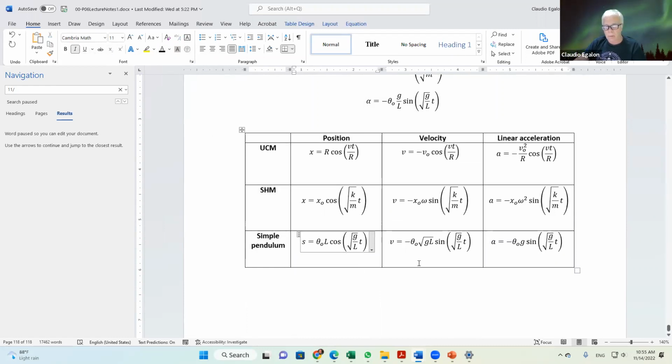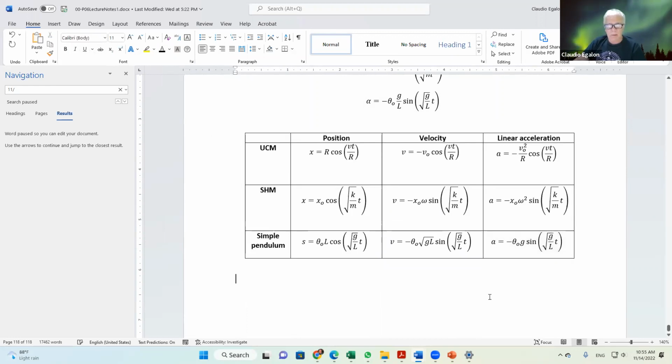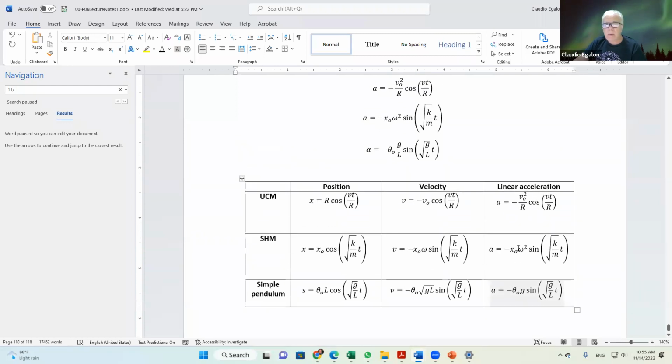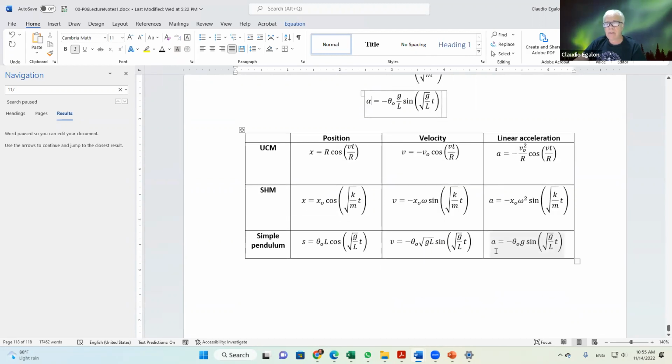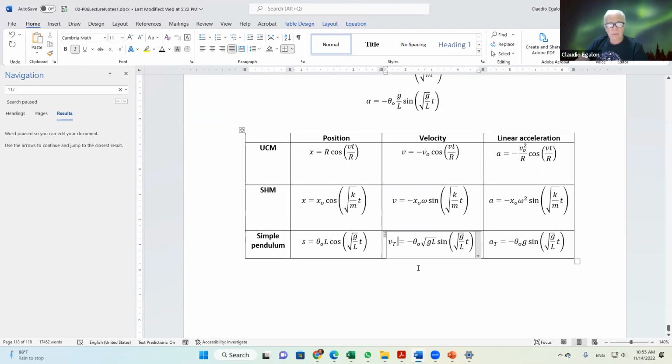Simple pendulum. This one, good. So I got everything. Did I get it right here? Alpha, yeah, I got it right. I multiply alpha by L and I get the tangential acceleration. Let's call it tangential acceleration. This one is not tangential acceleration, and let's call this one tangential velocity, and this one is going to be arc length.